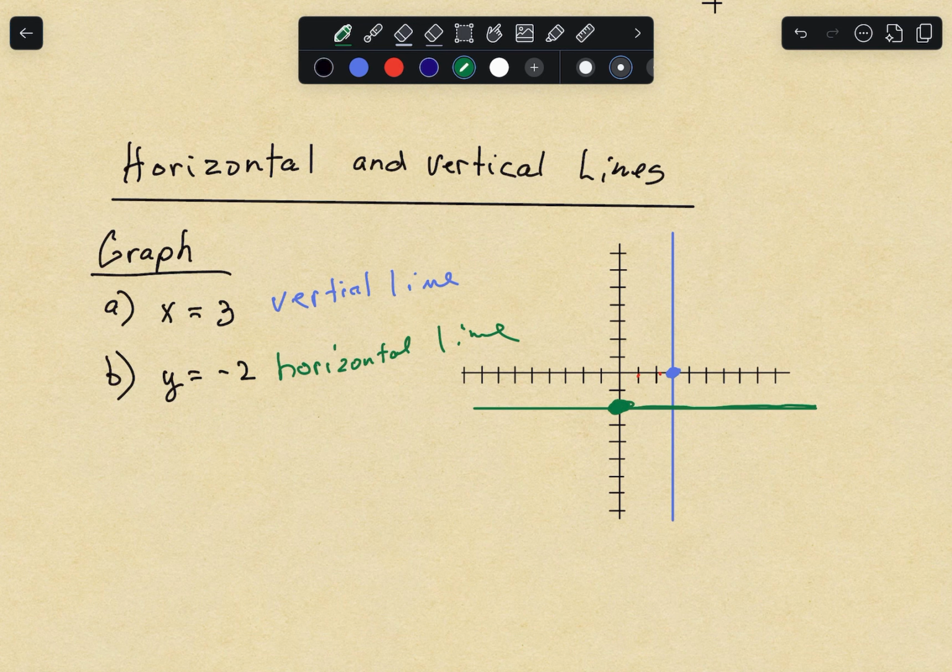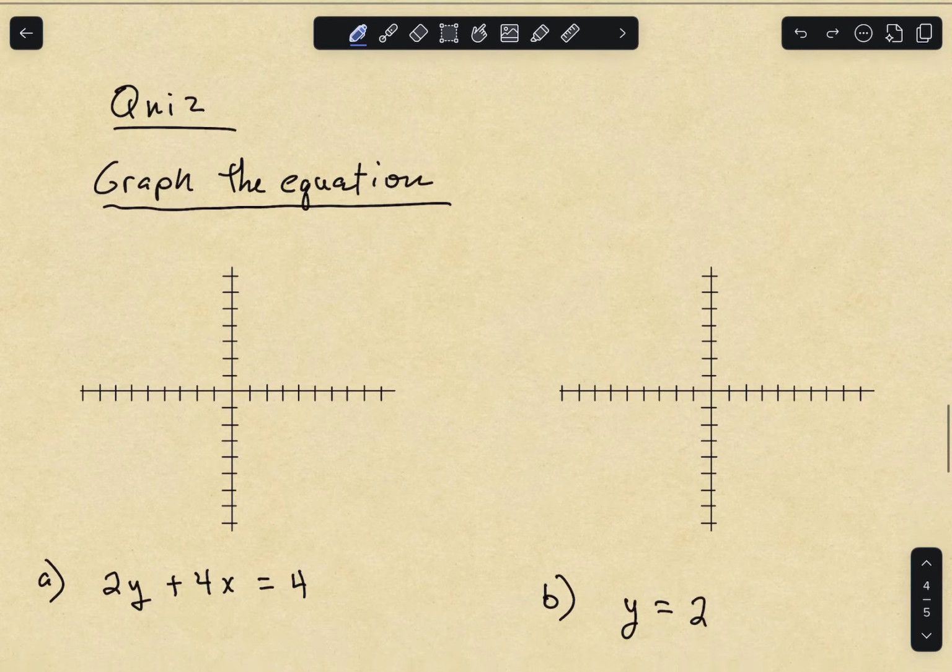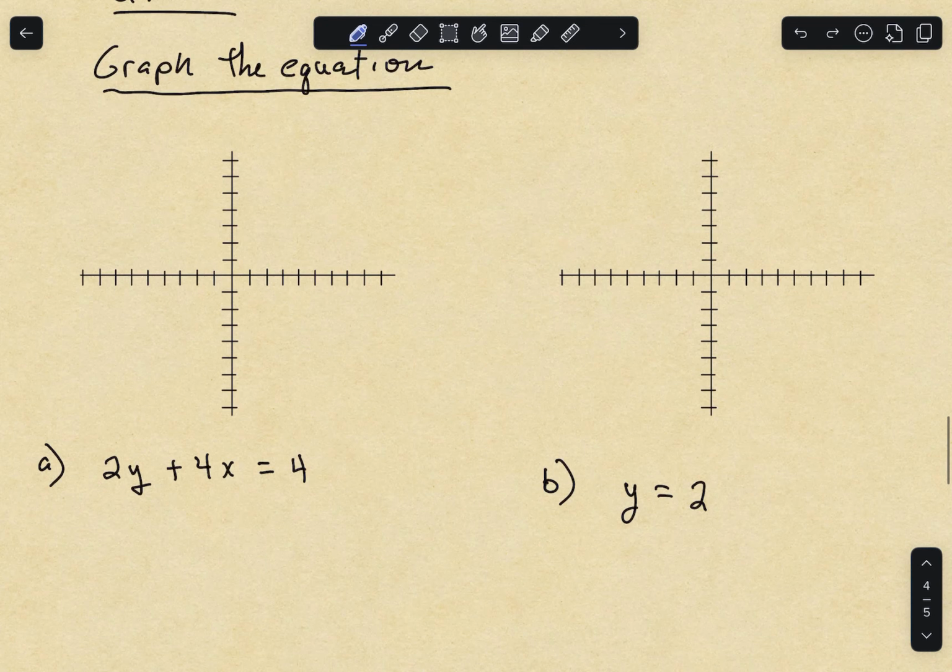And it's that easy. Now I'm going to give you a quiz, and I want you to pause and graph the equation. Now this is written in what? It's written in standard form. 2y plus 4x equals 4.